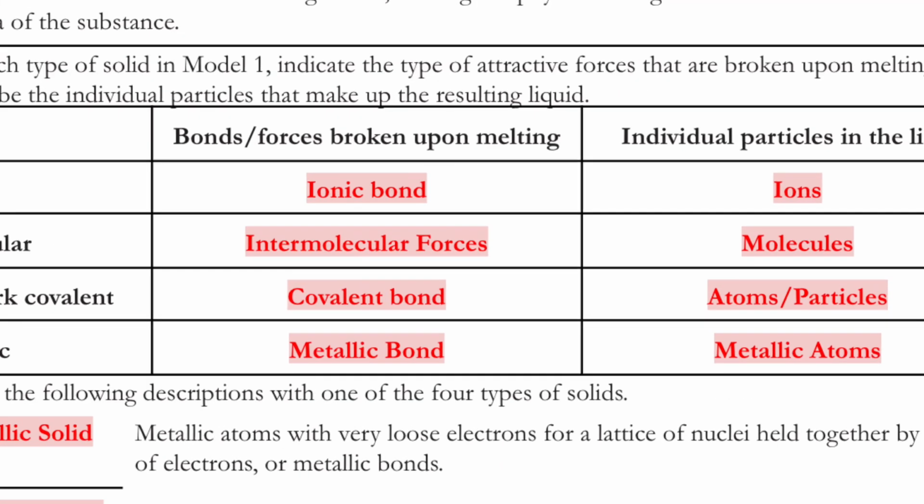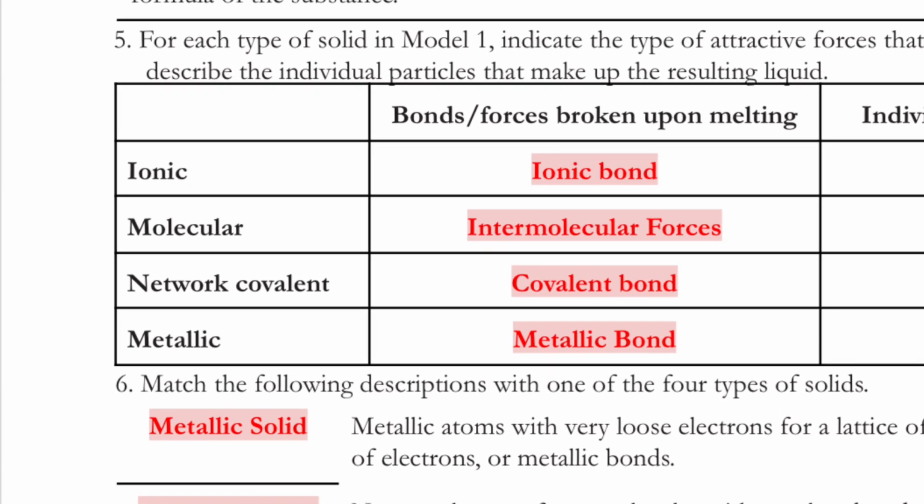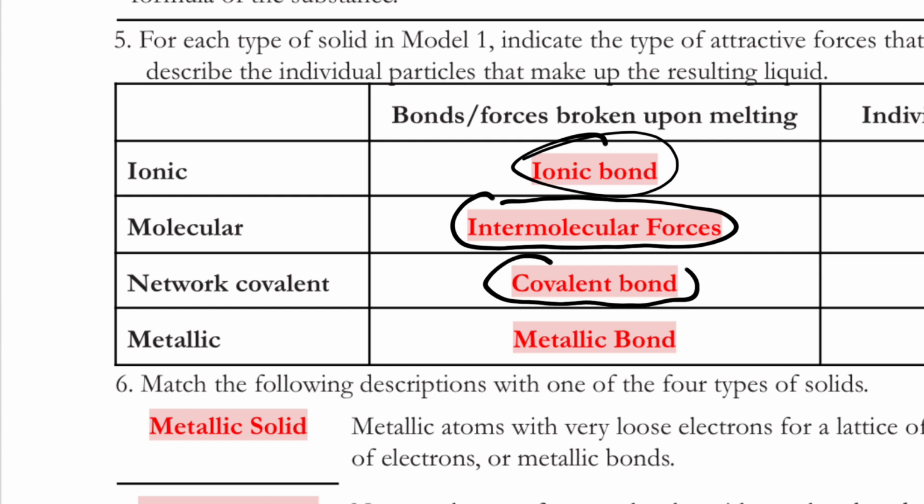So when you are melting down ionic solids, for example, you're breaking up that ionic bond. When you're breaking up a molecular solid, you're breaking up those intermolecular forces. And when you're breaking up the network covalent solids, those covalent bonds will be what is broken. And last but not least, metallic bonds will be what's broken in metallic solids.